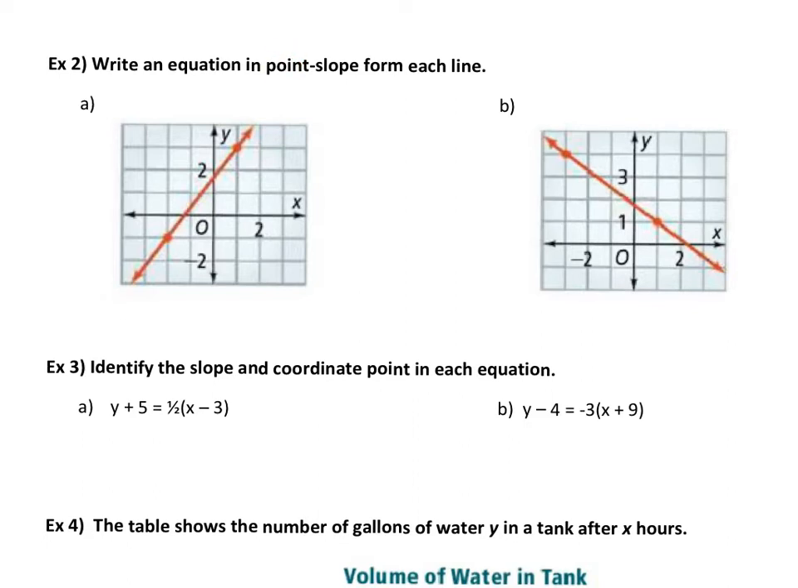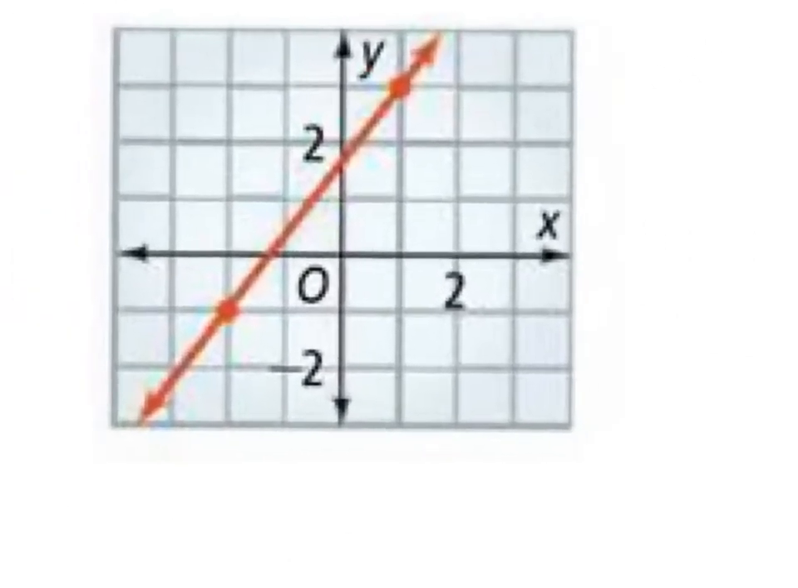We need a coordinate point and we need the slope. Okay, we have to have those two pieces of information. So let's start with the coordinate point. See, they have two coordinate points marked here. Pick one. It doesn't matter which one you use. I'm going to just use this top one here, (1, 3). Okay, so I've got a coordinate point.